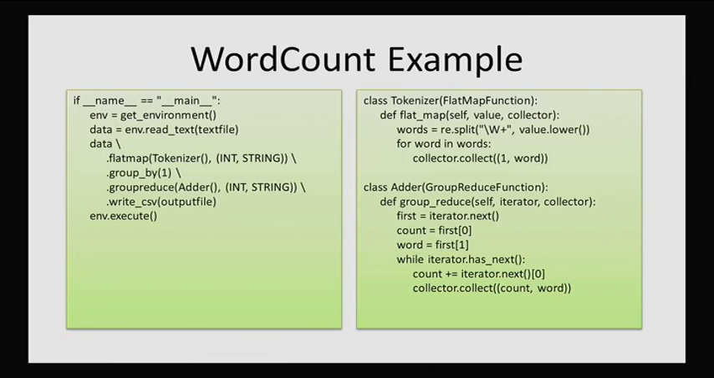So let's just go through it step by step. The first call, to get an environment, is something like I'm writing a new program. Think of it as a common root for your program. We then apply a flatMap function to, and first read data, a text file, so every line is treated as a separate string, and then apply a flatMap function to it. We're passing an object of our user-defined function and the output type.